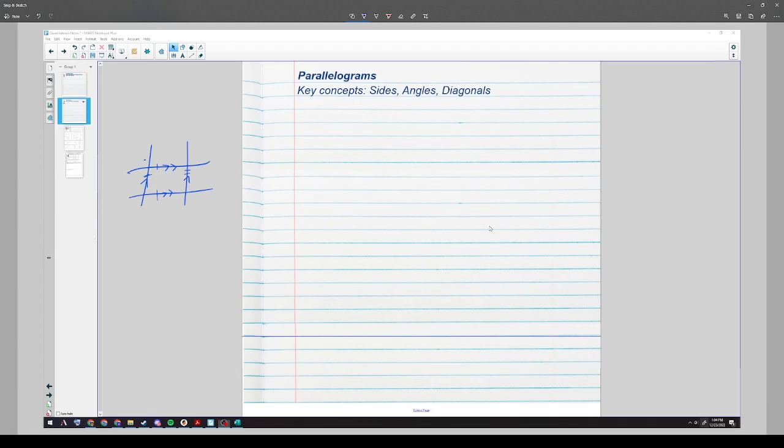So let's break them down and look at each of these thing by thing. So our properties of sides is that opposite sides are congruent, and opposite sides are parallel.